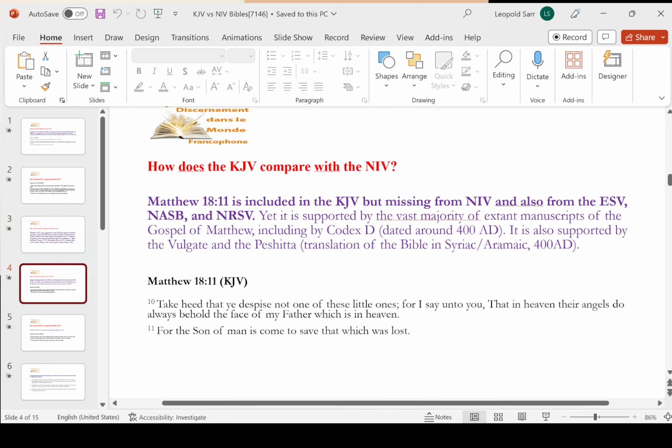Verse 11, this is what it says, verse 10 first. Take heed, Jesus Christ speaking, that ye despise not one of these little ones. For I say unto you, that in heaven their angels do always behold the face of my Father which is in heaven. For the Son of Man is come to save that which was lost. So that's what is missing in most of these modern versions of the Bible. And the question is, why are they missing this passage in their translation of the New Testament?